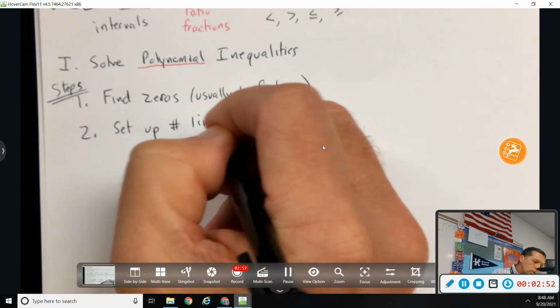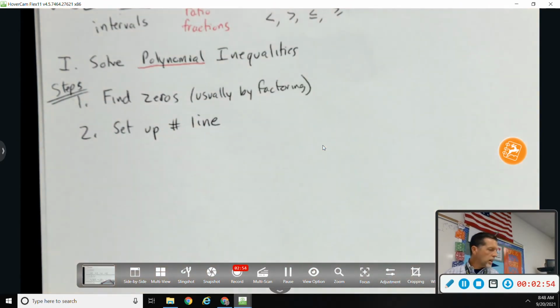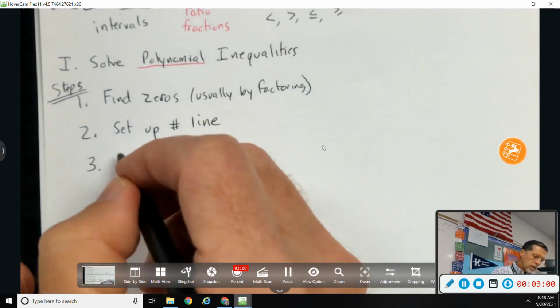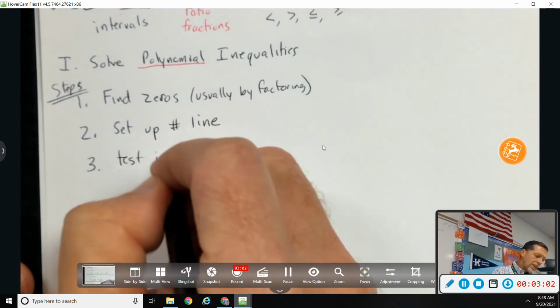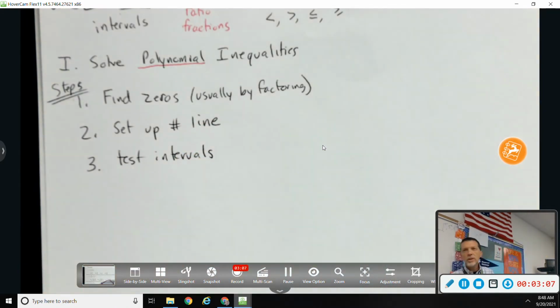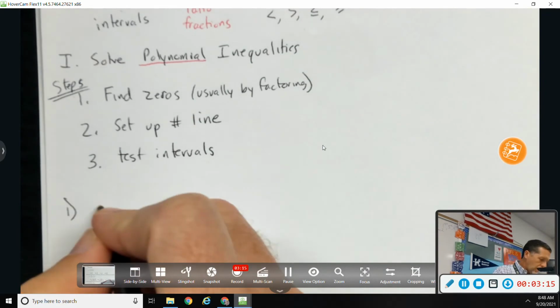Step 2, we'll put the zeros on a number line. And then we'll test the intervals. And that'll probably make more sense once we set up a number line. But once we put zeros on the number line, then we'll have intervals to test to see if they work or not. All right, let's work a problem here.